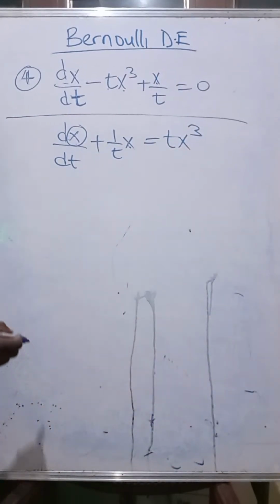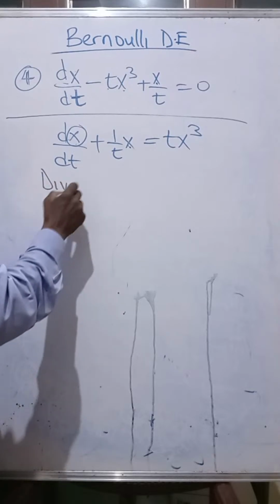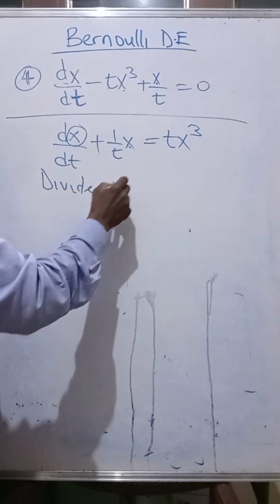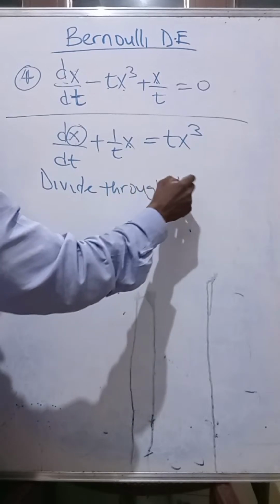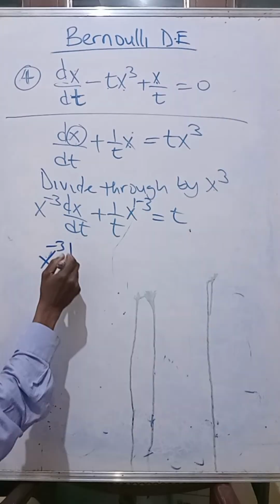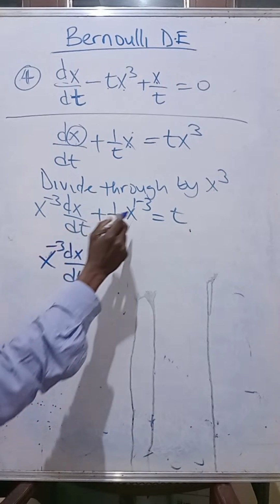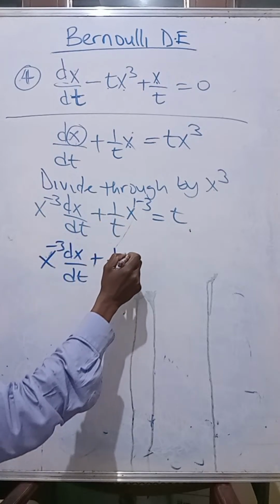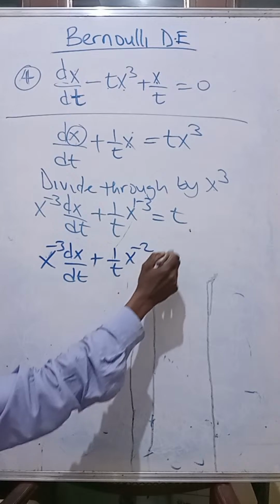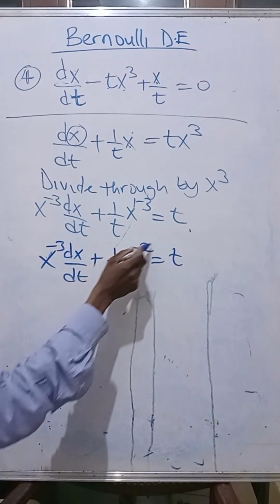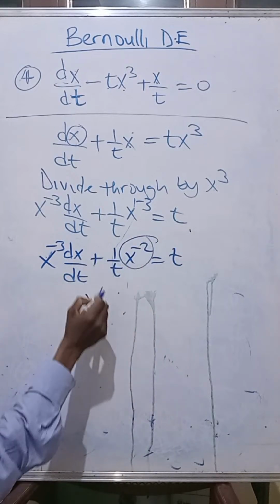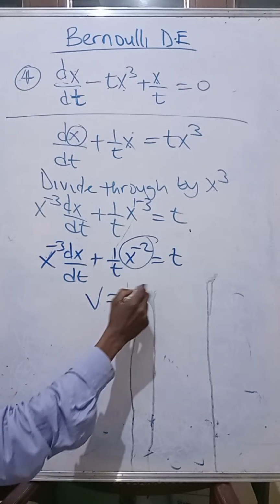Okay. So then divide through by this one, the x, the t, and then plus this one will give us 1 over t. That's x to the power minus 2 equal to t. Then make a substitution for this place. Call it v equal to x to the power minus 2.